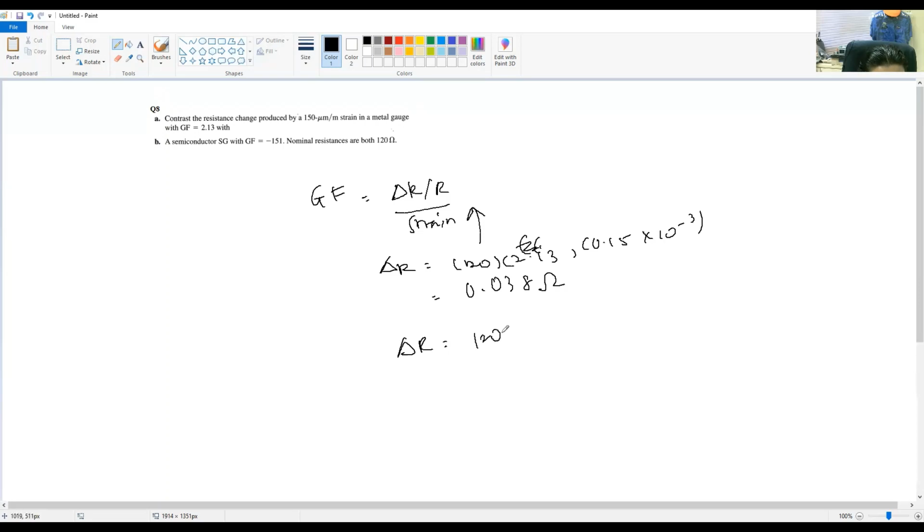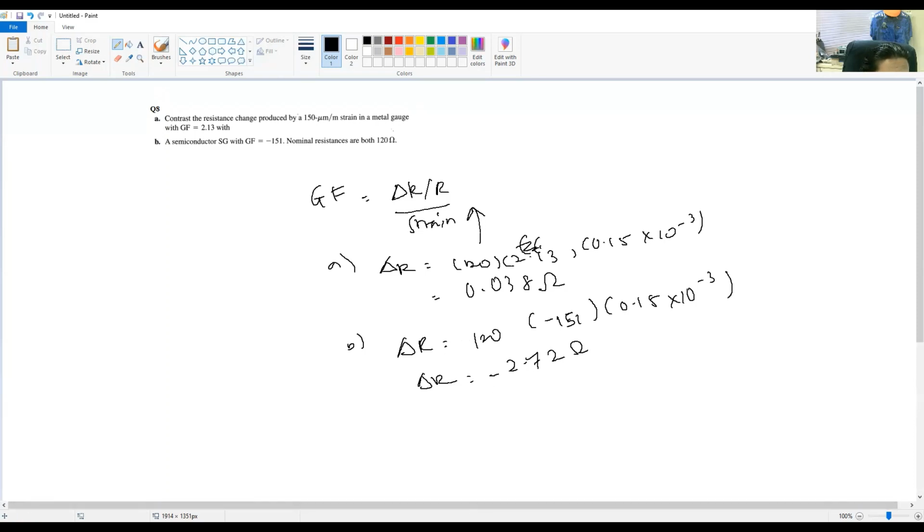And then for the semiconductor gauge, the change is the delta R. You can use the same formula, but this one will be different. 151 multiplied by 0.15 negative 3. So the delta R equals, this one for A, this one for B, negative 2.72 ohms. Alright, so this is the solution for question number 8.